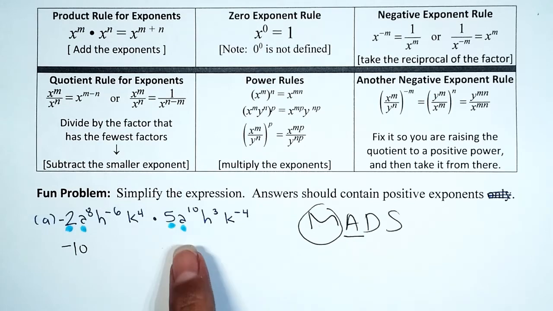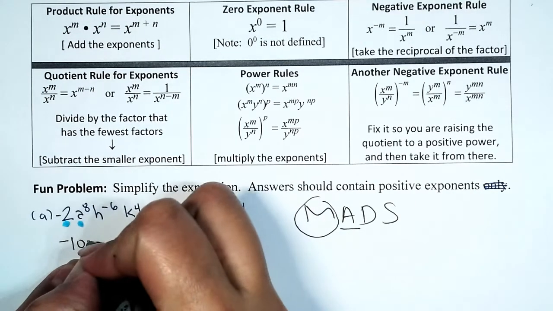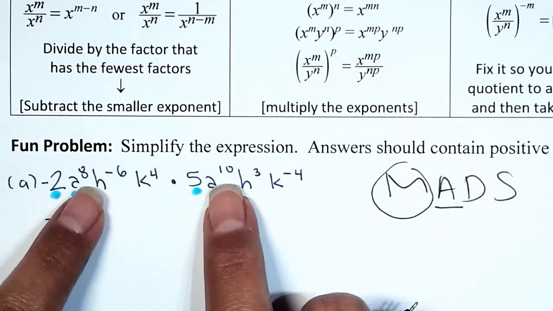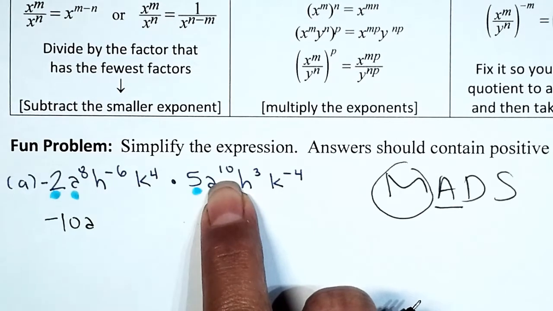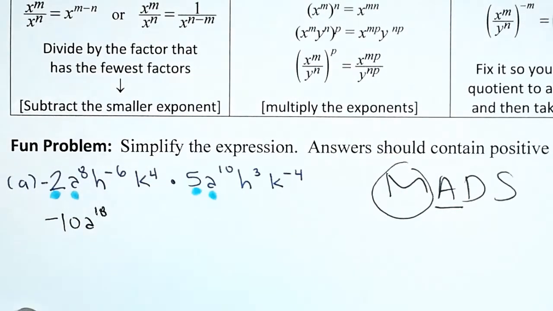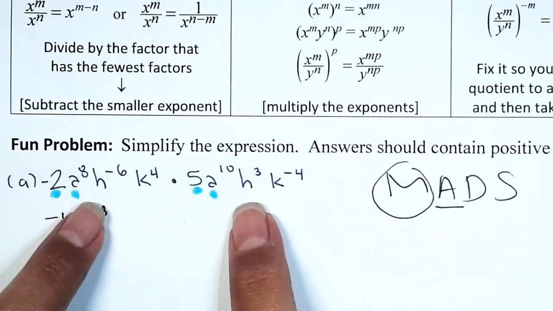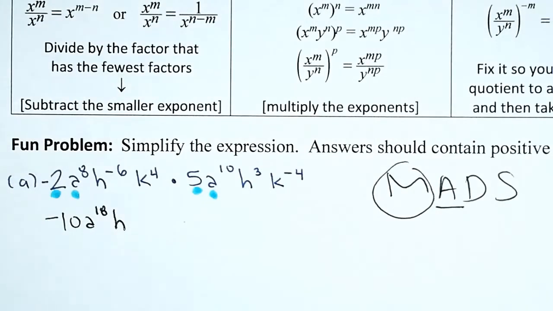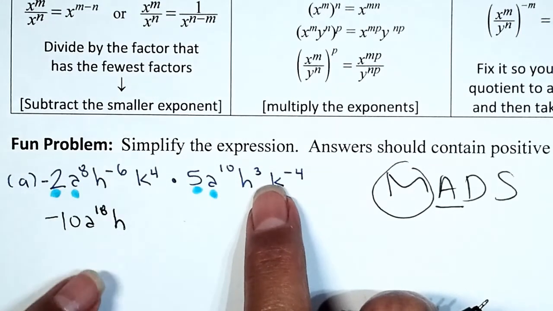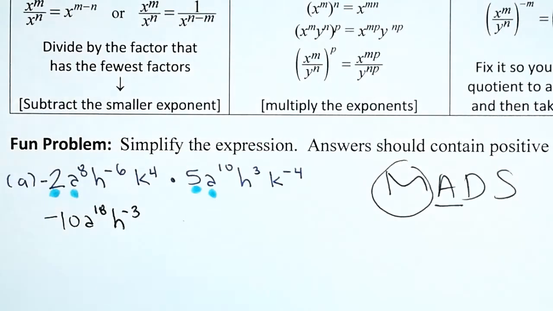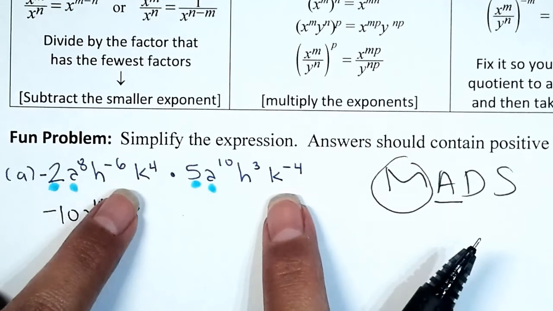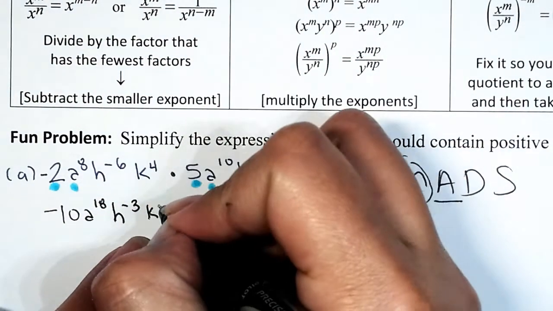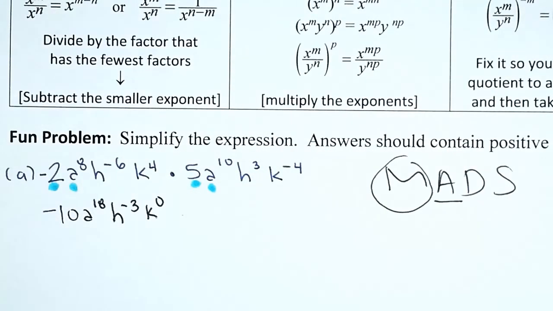So for the product of the a's, the base is a, and the sum of the exponents, namely 8 and 10, will give us 18. 2 products down, 2 more to go. Product of the h's, we keep the base h and add the exponents. The sum of -6 and 3 is -3. For the grand finale, the product of the k's, we keep the base and add the exponents. The sum of 4 and -4 is 0. Fantastic.